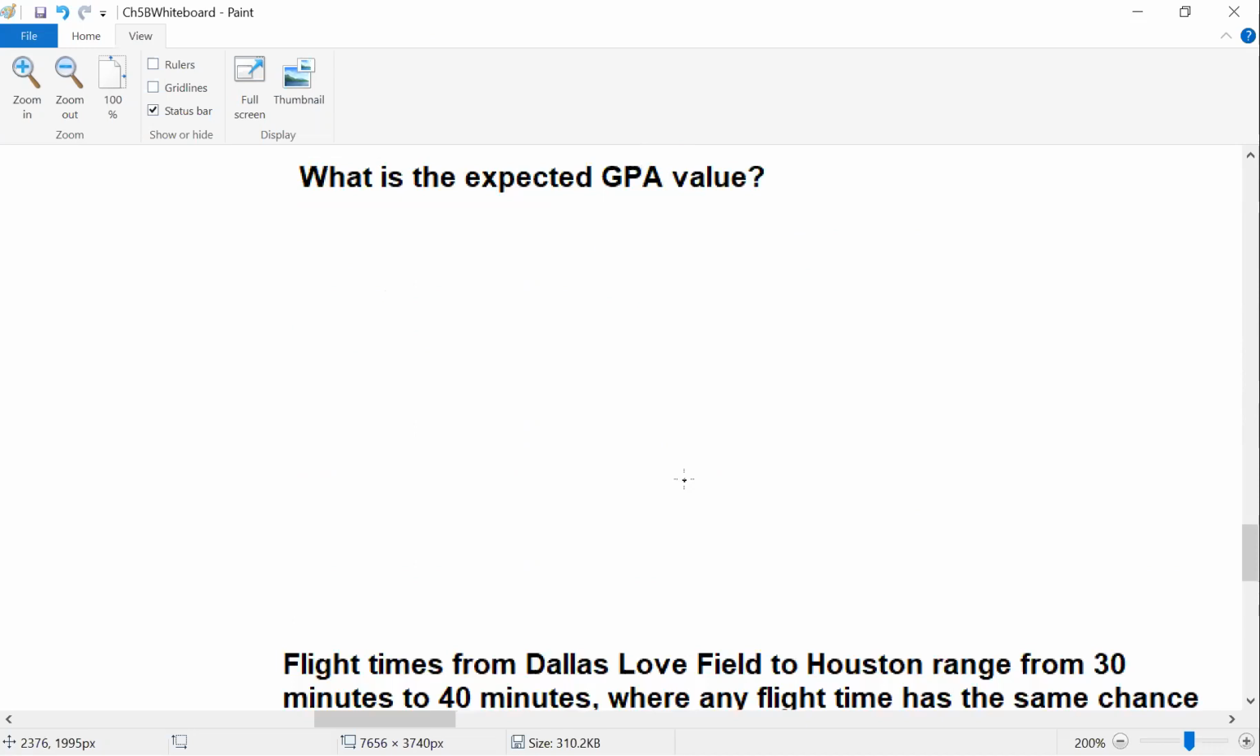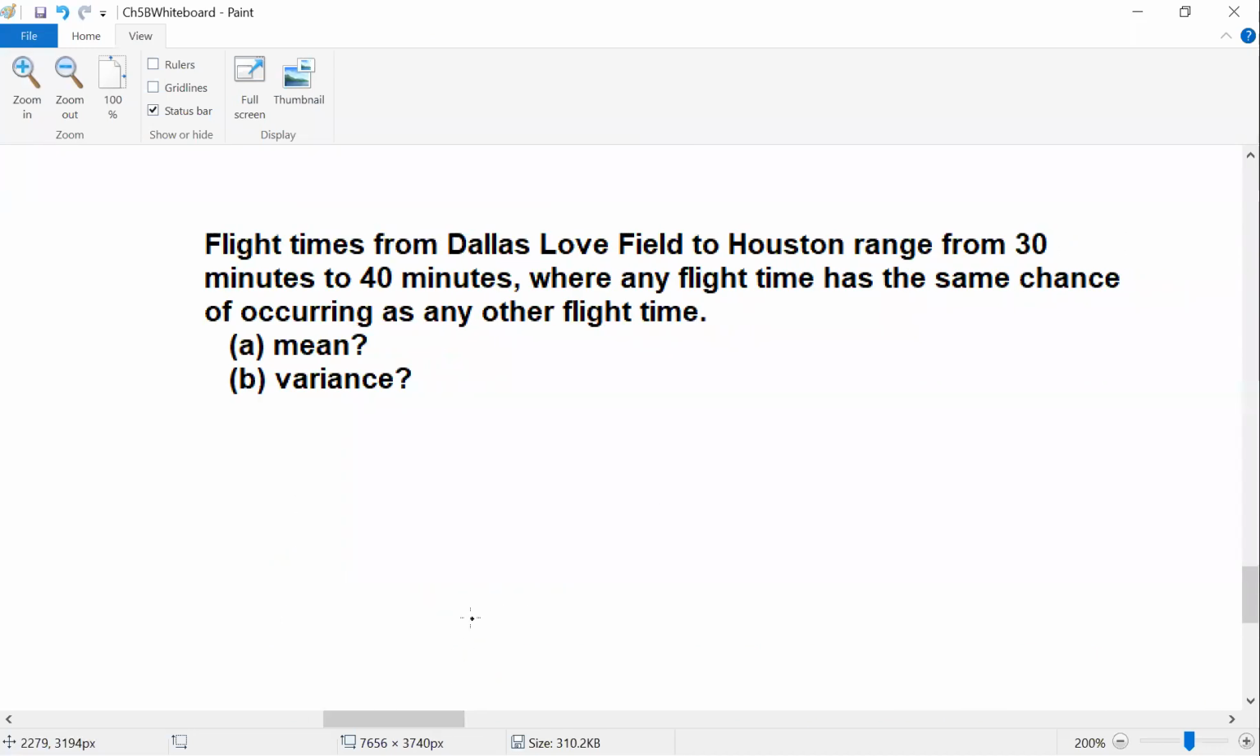Let's go to one with the uniform distribution a bit further down here. This one is uniform. You can tell because everything has the same chance of happening. So go ahead and try this one. Should only take maybe 30 seconds at best. Anyone need more time?